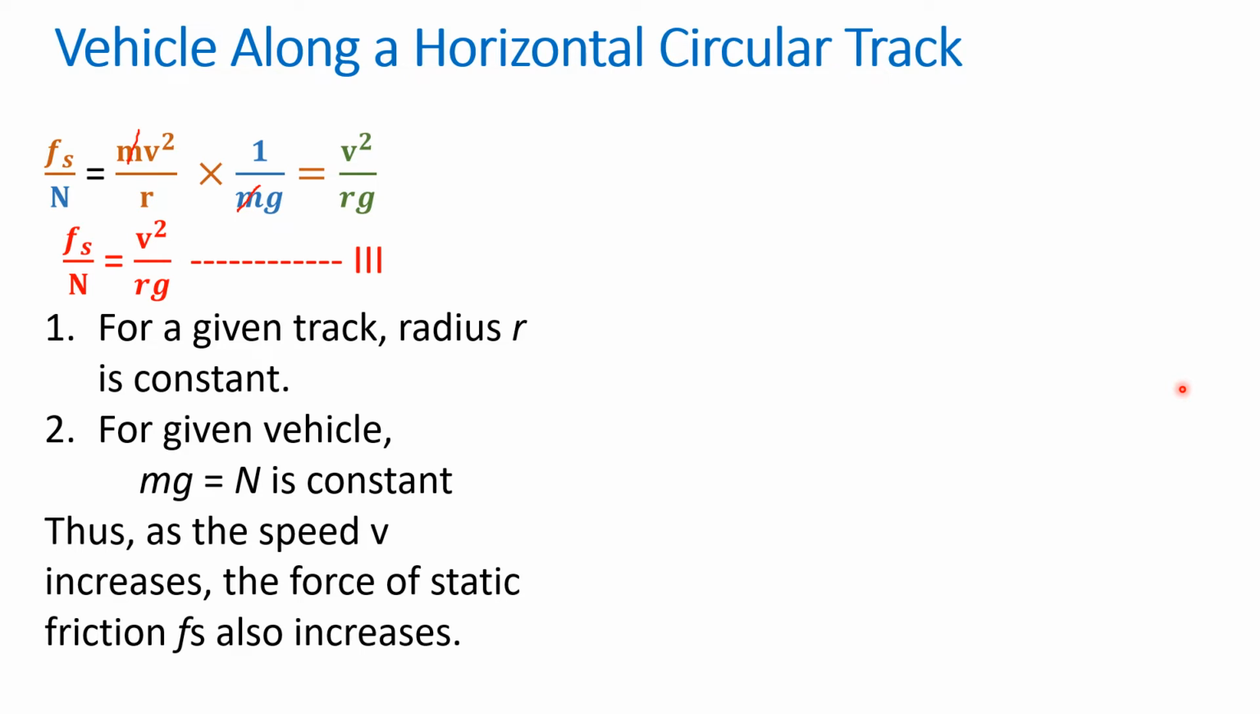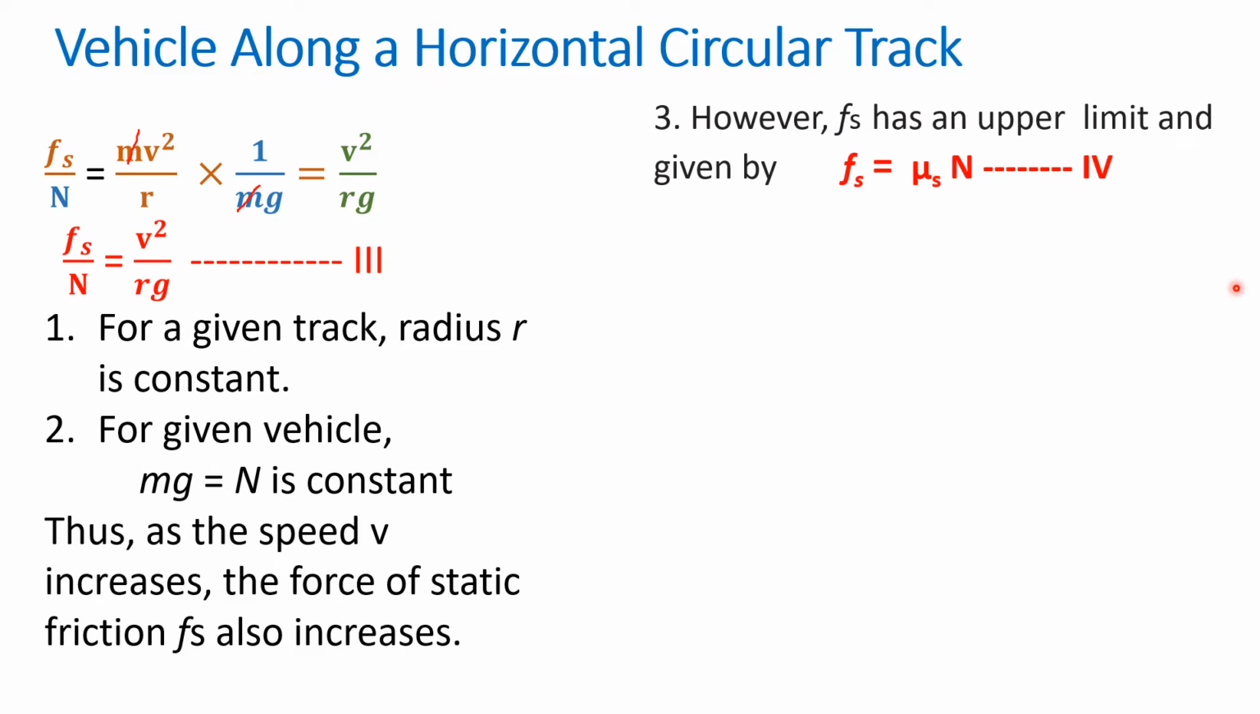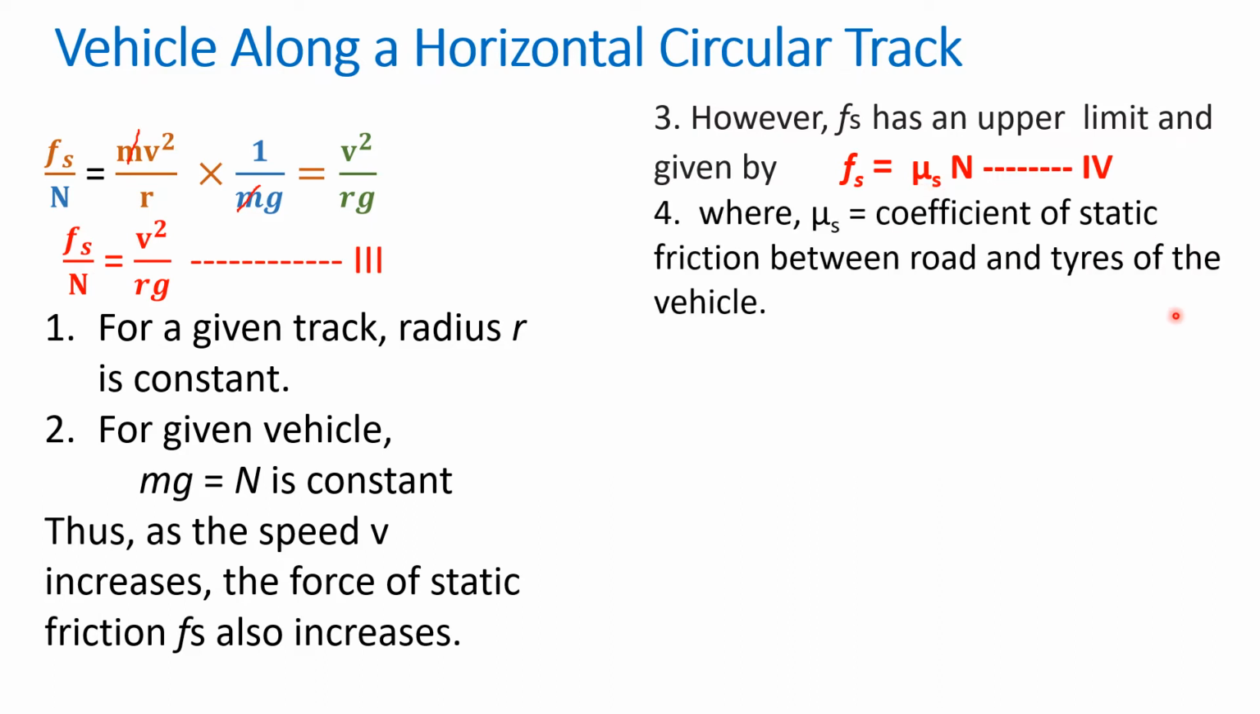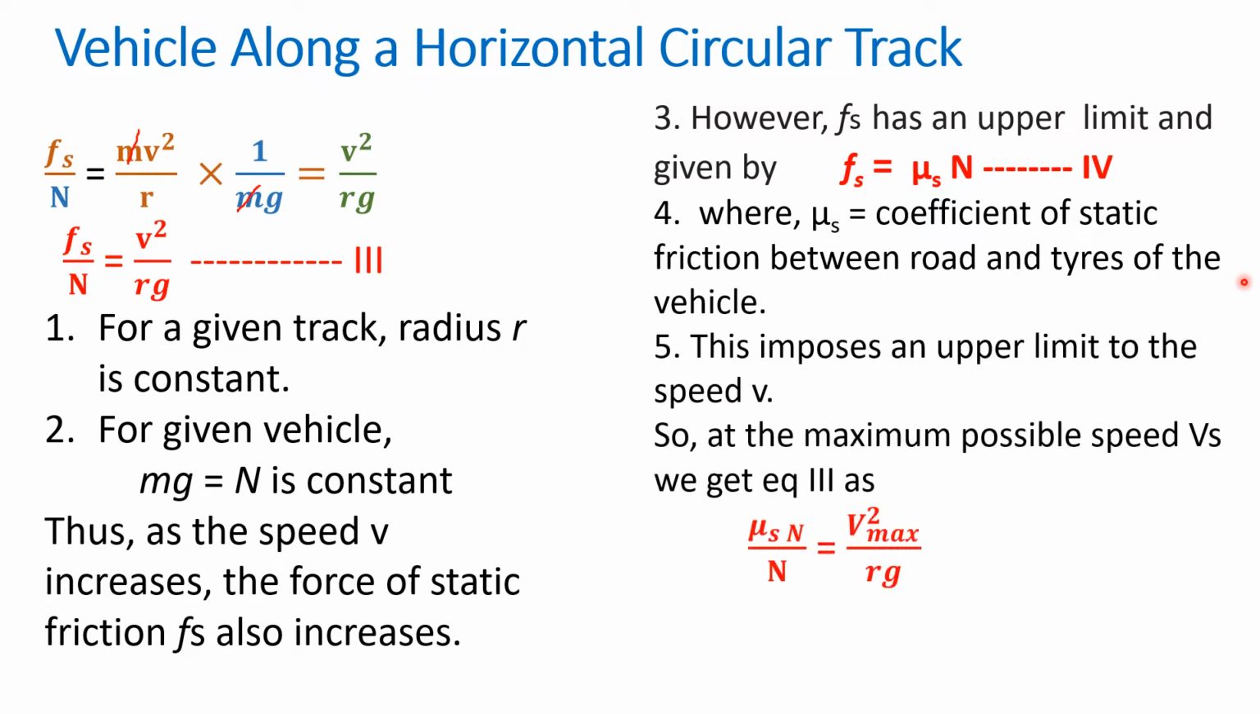As the speed increases, the force of static friction Fs also increases. But this friction has an upper limit, which is given by Fs is equal to mu s into N, where mu s is the coefficient of static friction between the road and the tire of the vehicle. Now if we substitute the value of this Fs in equation 3, we get mu s N upon N is equal to V maximum square upon rg.